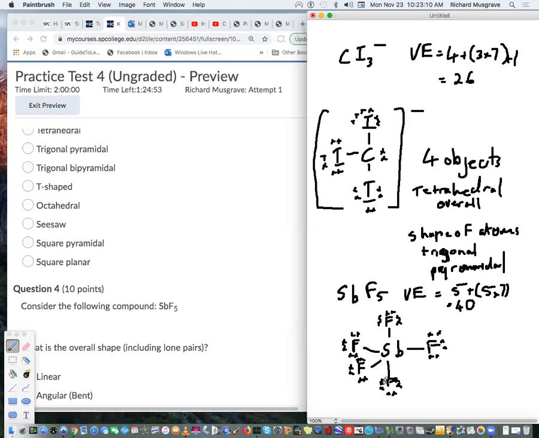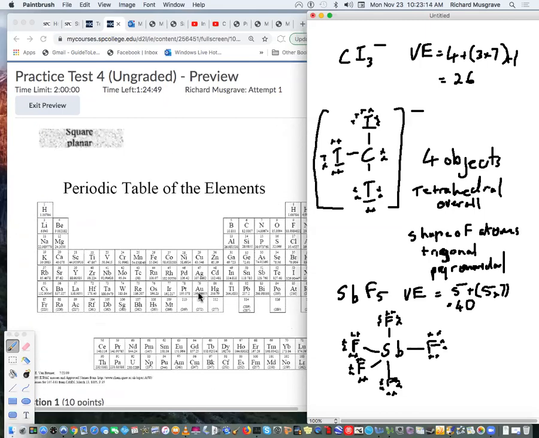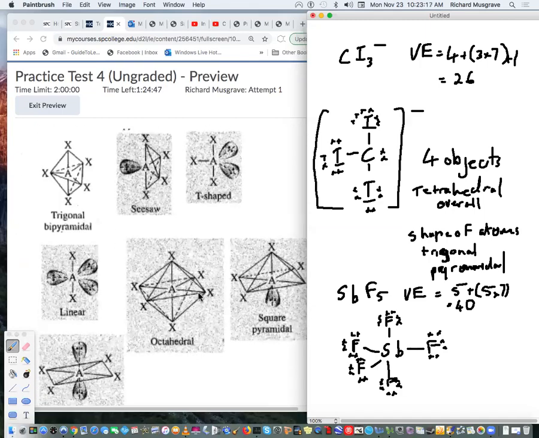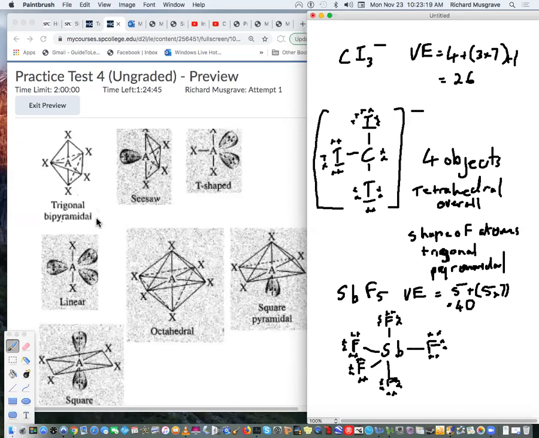But the thing is, this has 5 atoms on it. So the overall shape would be this one, trigonal bipyramidal. But that would also be the shape of the atoms. So it's only when you have an electron pair on the central element that the shape of the atoms is different from the overall shape. Otherwise, it's going to be the same. Is that clear? Yes, that's clear.